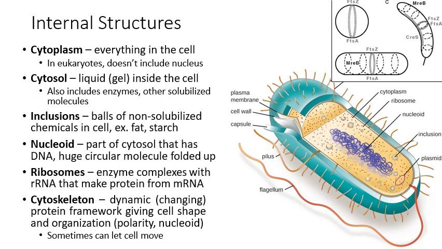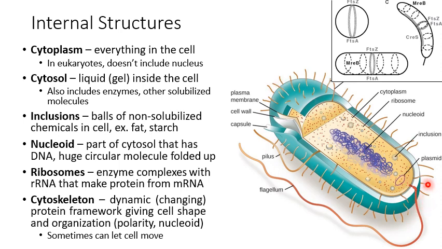Then you have inclusions also, which are balls of stuff that are not solubilized, so they're not part of the cytosol because they're not dissolved. There's a lot of different things that can be stored in inclusions. Commonly you would see nutrients like fat or starch stored there, but it could be other things too. Different species will have different things that they store in inclusions.